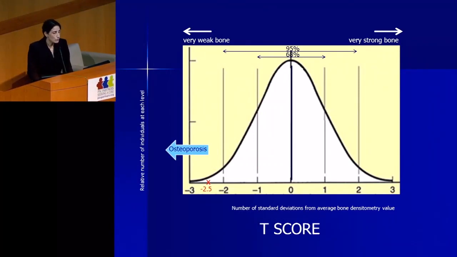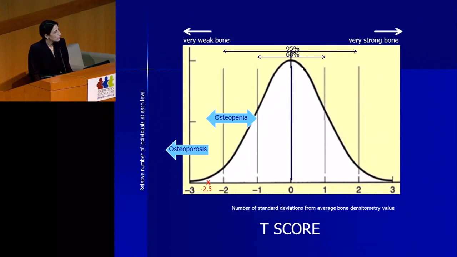So this is what we use to then establish a diagnosis of osteoporosis. If the T-score is -2.5 or lower, in other words, you are in the lowest 2.5% of T-scores, that by definition is considered to be osteoporosis. If the number falls between -1 and -2.5, that is osteopenia. That's why I was saying it's kind of like osteoporosis light. The numbers are there, but they're not quite as bad.